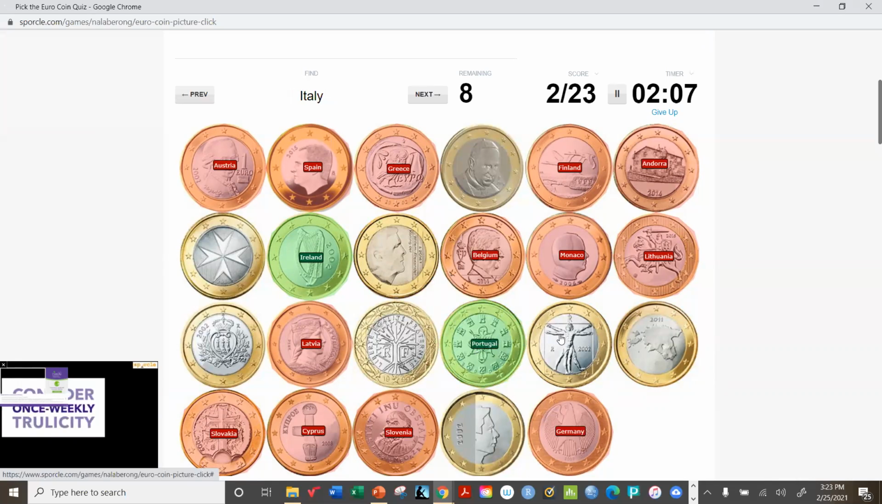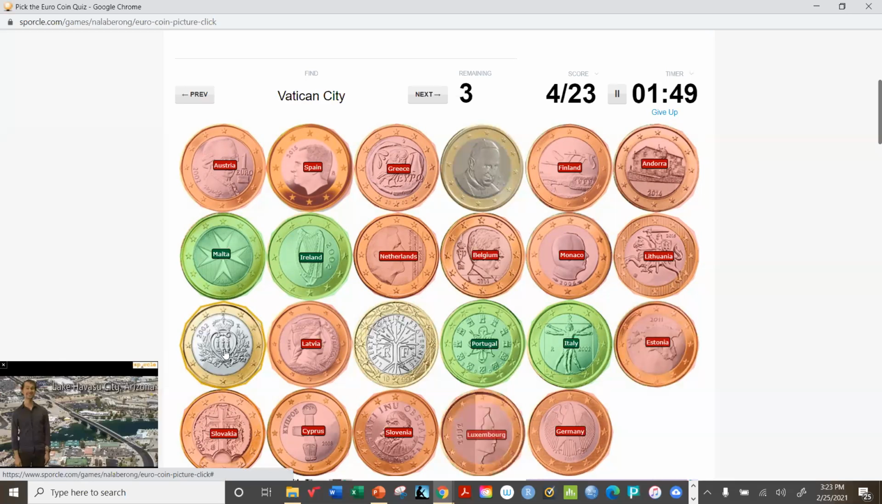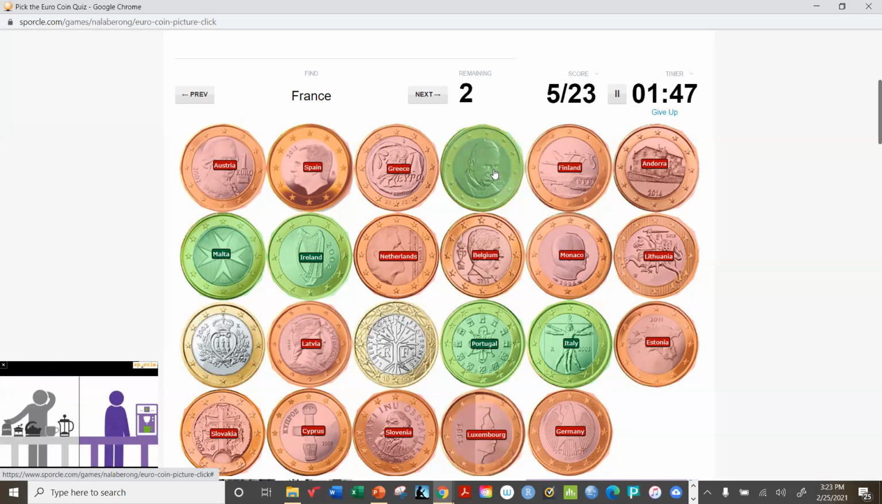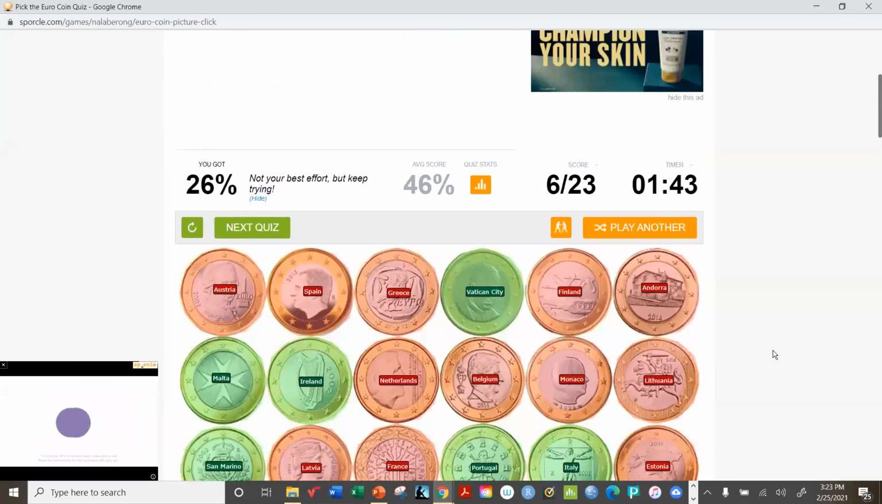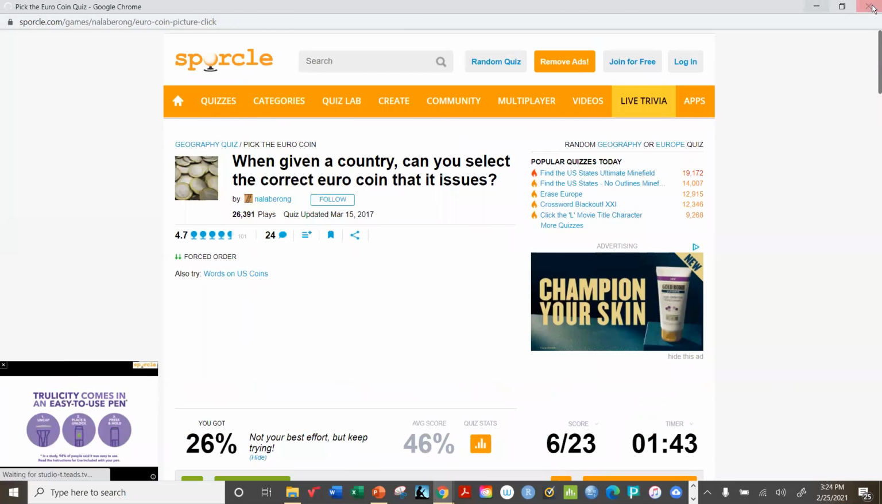Ooh, Italy. Now, how did I know? That's a very famous drawing by Leonardo da Vinci. Netherlands, Malta. I take that one because that looks like the symbol of the Knights Templar. Estonia, Luxembourg, Vatican City. That's the Pope. France, and San Marino. All right, 6 out of 23. All right, well, I think that's enough of that.